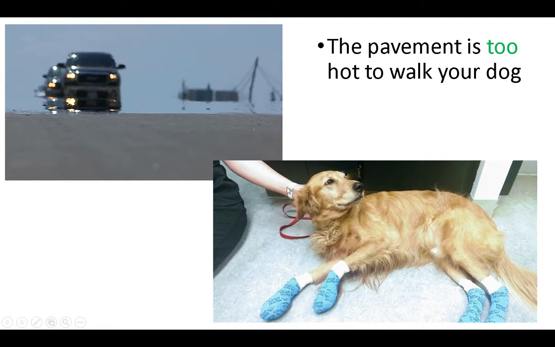So you can say, I want to walk my dog, but it's too hot, so I can't, right? Or for example, you want to play football, but you can't because it's too hot. It's so hot it's dangerous, okay? So too is excessive. And you have too and then adjective. Adjective is hot.